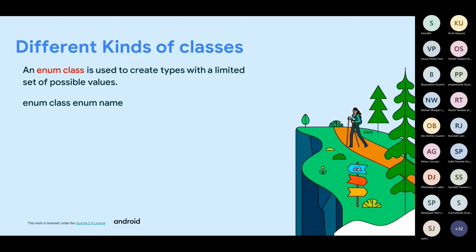For this, we have the syntax: enum class and then the enum name. And in that we have case 1, case 2, case 3. In the example which I mentioned earlier, like north, east, west, south, here we will have, say, enum class Directions. And in that, case 1, case 2, case 3, case 4 will be east, west, north, south.